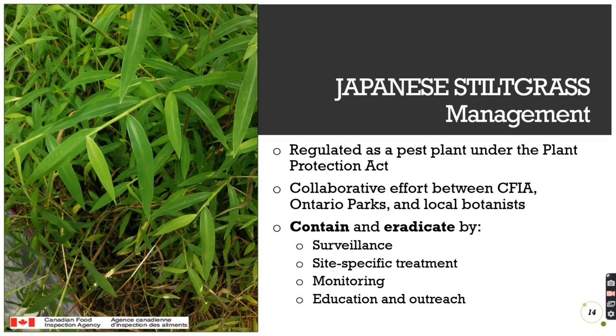Moving on to management, Japanese stiltgrass is regulated under the Federal Plant Protection Act as a pest plant. Management has been a collaborative effort and has connected local botanists such as myself and Jessica with staff from the Canadian Food Inspection Agency and Ontario Parks. The management objective is to contain and eradicate Japanese stiltgrass populations in Canada. This objective will be completed by surveying areas adjacent to the known infestations and elsewhere in Ontario, site-specific management and subsequent monitoring of the treated areas, and education and outreach.